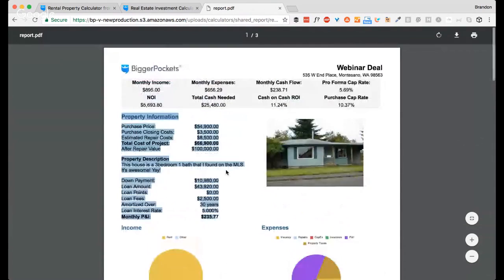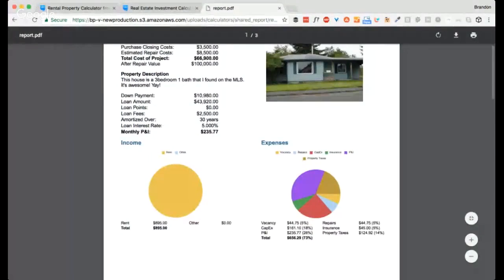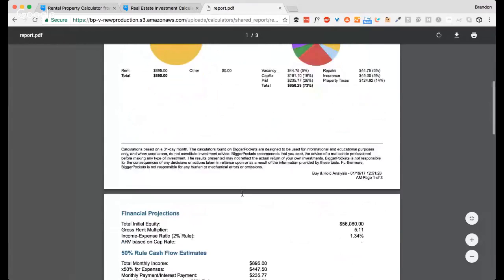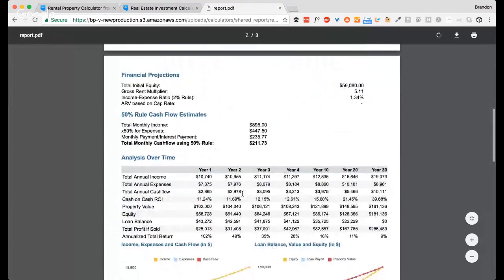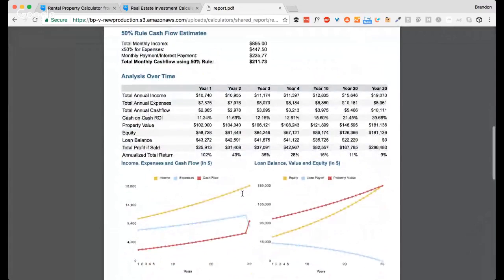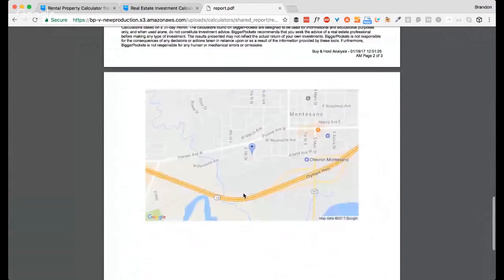Now, why is this valuable? Well, the reason I find it valuable is anytime that I'm doing a deal, I love to show these to my lenders. If I'm using a private money lender, I like to show it to my private money lender. If I'm using a bank, I'll give it to my bank. If I'm using a partner, I always give this to my partner. If I just want to convince my wife that I know what I'm doing, I'll give her this PDF report. I'll print it out and show it to her.